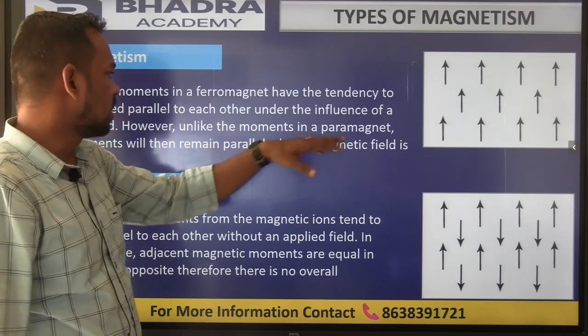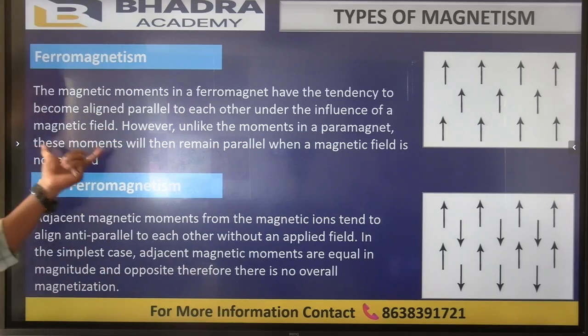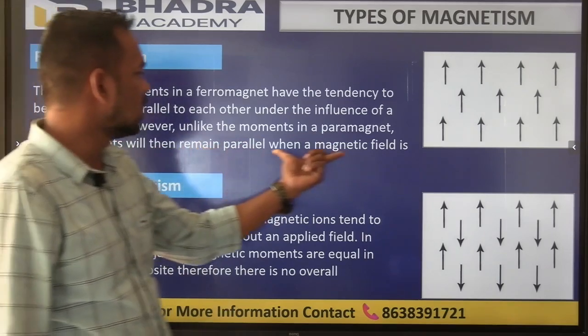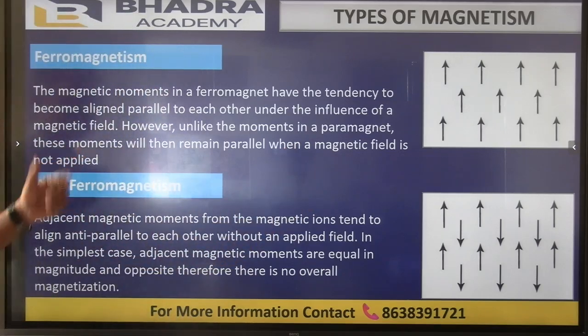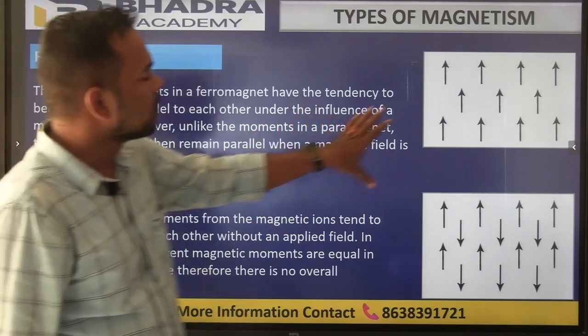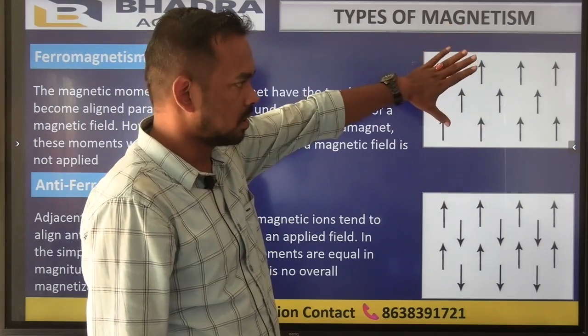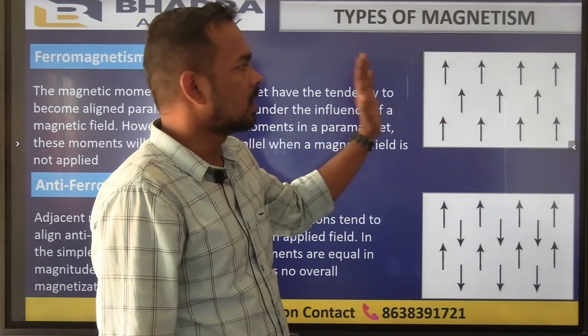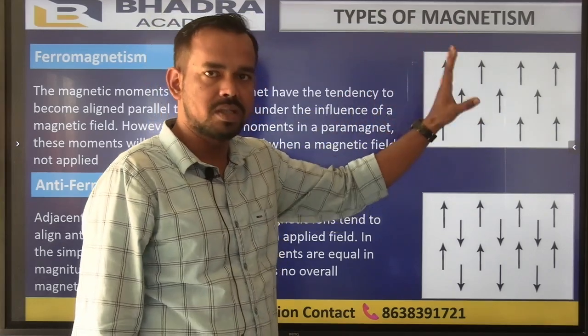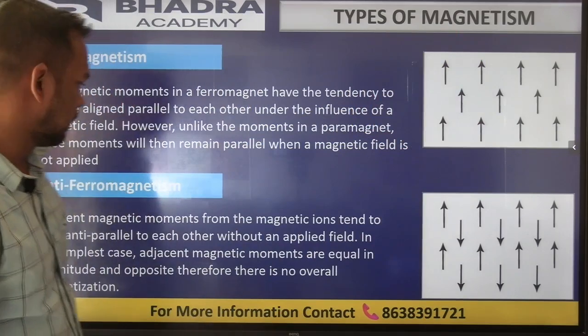However, unlike the magnetic moments in a paramagnet, the moments remain parallel even when the magnetic field is not applied. It means that if we apply a magnetic field, they align in a stronger direction, and after removal of the magnetic field it remains as such. So the magnetism never ends here.